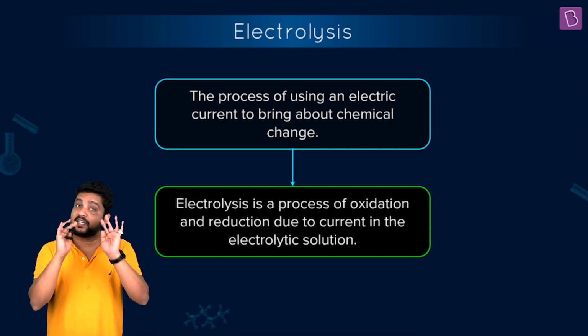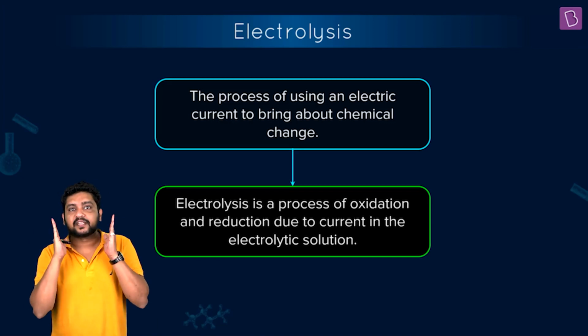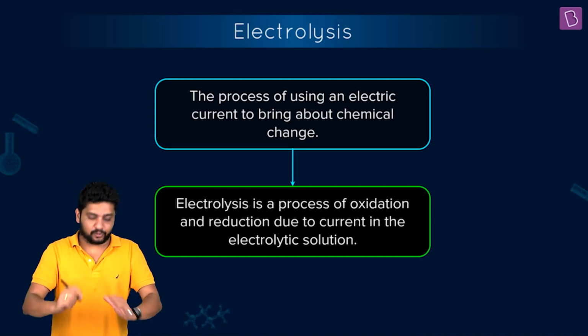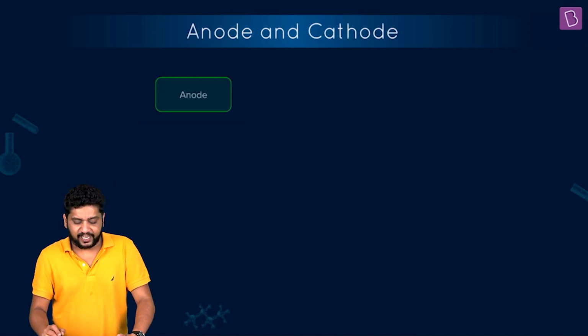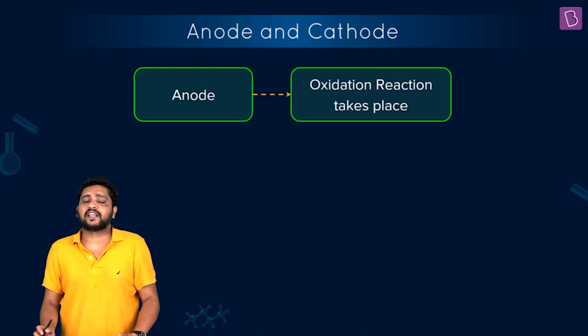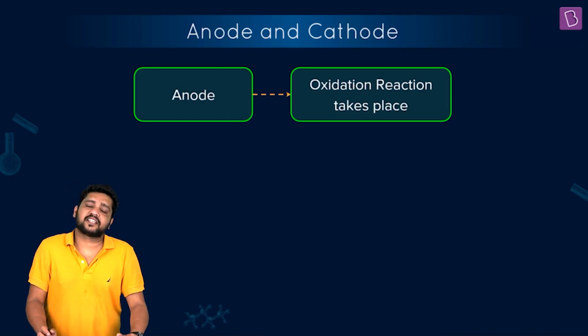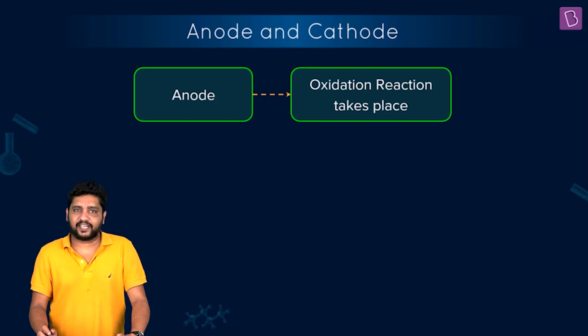Standard definition, plus minus and all, don't worry. Always remember this: anode is where oxidation takes place, cathode is where reduction takes place. So electrolysis is the process of reduction and oxidation due to the current in the electrolytic solution. So what is an electrolyte? Something that will conduct electricity in solution or molten phase, mostly ionic substances, right?